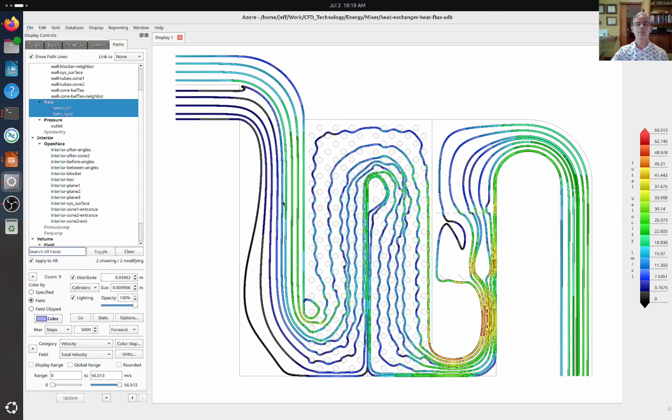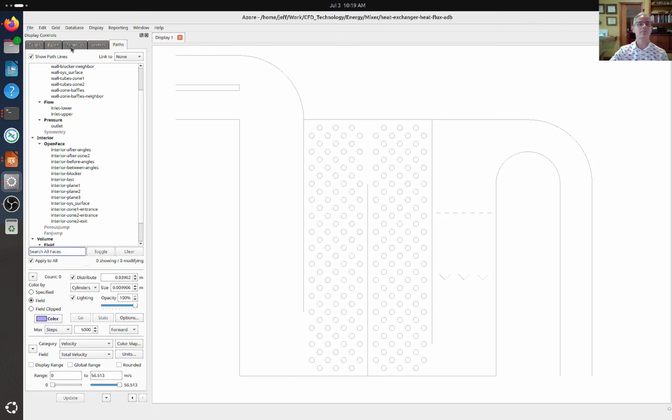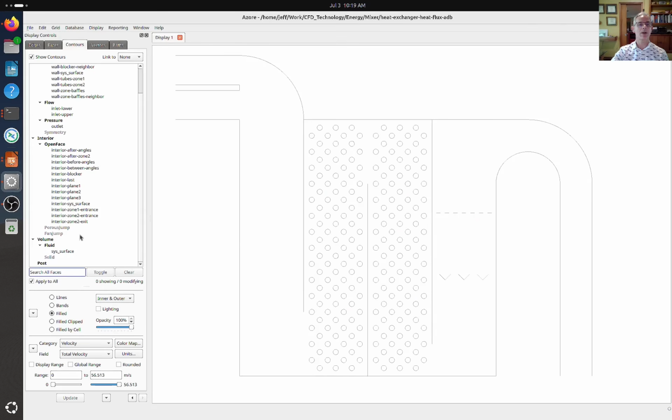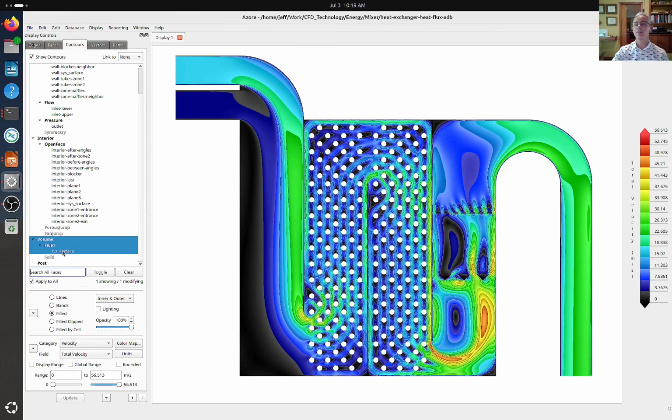The streamlines here are relatively straight. They're wiggly as they go through the two banks, understandably. And then we have some flow structures over here as it passes through the flow control devices. So that's one way of looking at the flow structures in here, but another way is to look at filled contours. So let's do that. To start with, perhaps we'll just look at the velocity field.